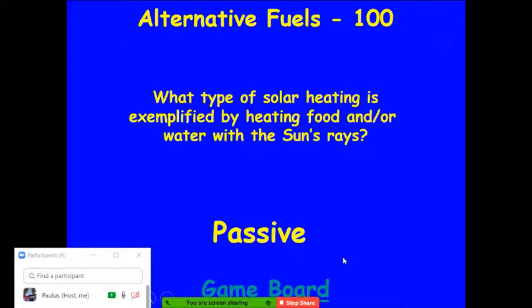Okay, so that is passive solar energy. Remember, active solar energy is where you are pumping the thermal energy somewhere. This is just simply the way you design your house, or you're using a solar cooker. There's no electricity or pumps used in passive.